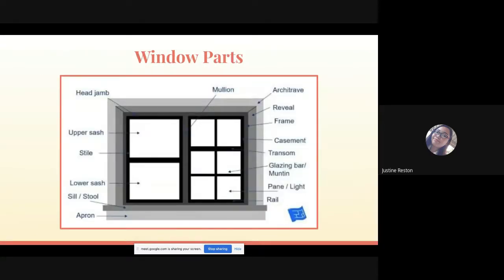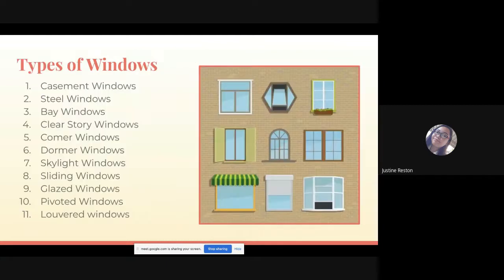These are the window parts: there's a head jamb, which is the one on the top, an upper sash, a stile, a lower sash, a sill or stool, an apron, which is underneath the sill, a mullion, which is the center of the window, architrave, a reveal, and then the frame of the window, the casement for the glass, transom, which is within the casement, the glazing bar or muntin, and then the pane or light where the light passes through, and then the rail for the window. Next slide.